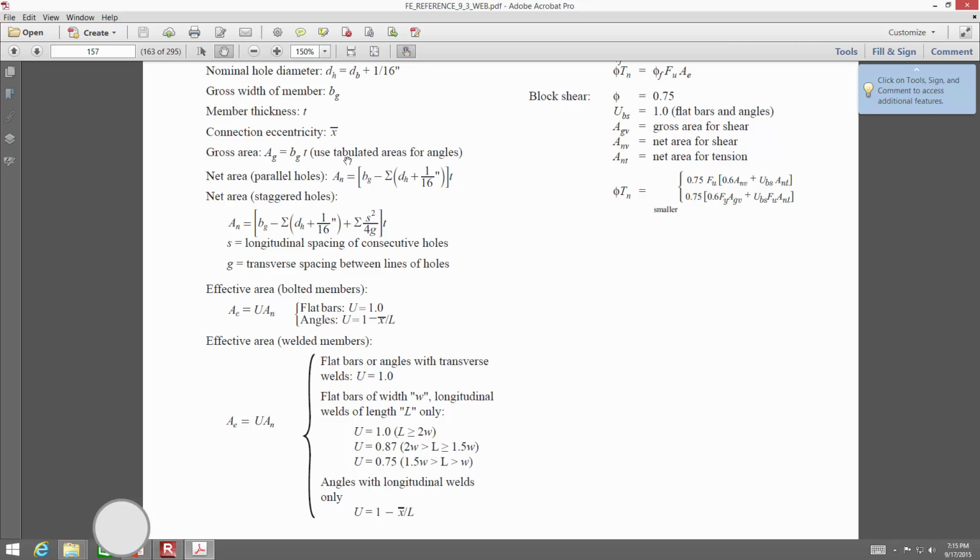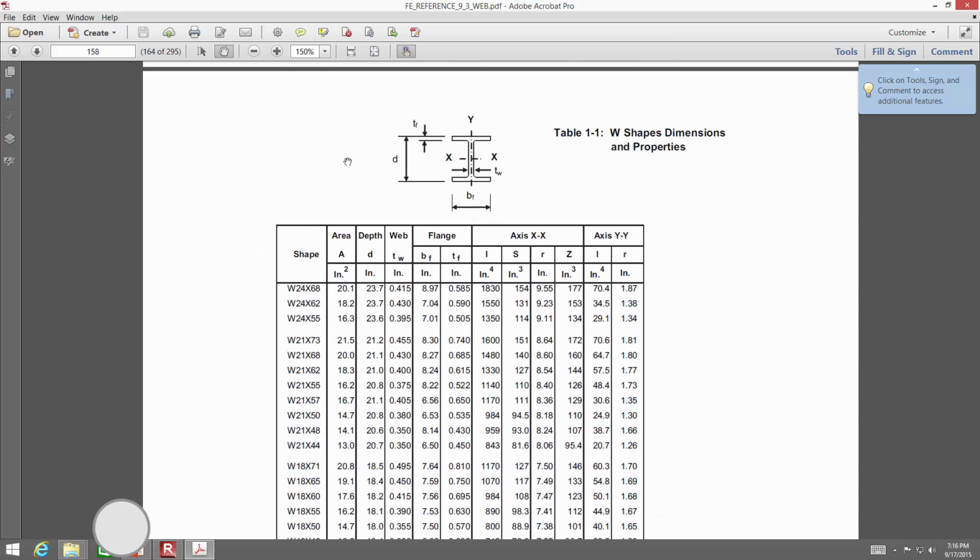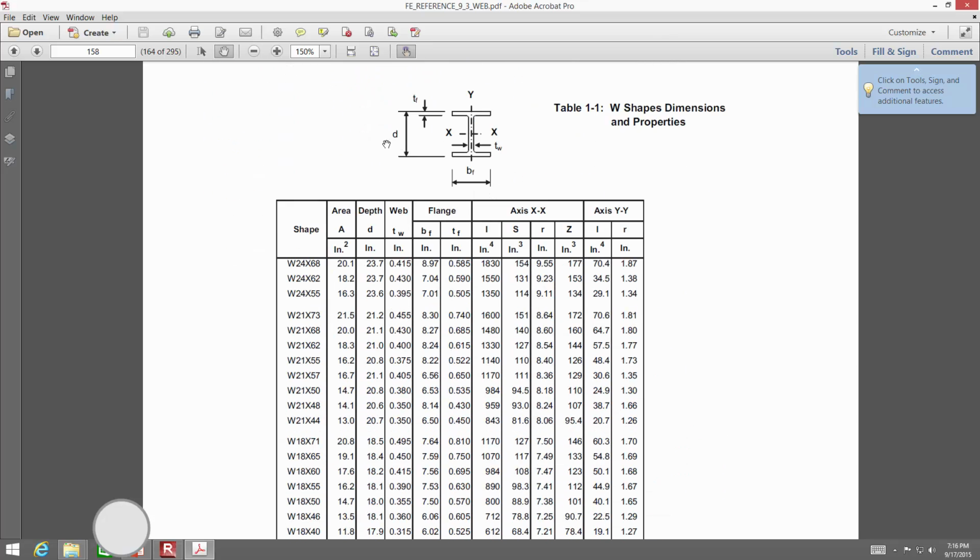The reason I say that is because if you look at the next page, you've got properties of wide flange sections, so you've got W21 or W shapes. If I take a W21 by 44, what's a 21 mean? 21 inches in nominal depth. It's about 21 inches deep. It's not exactly 21 inches deep. It's about 21 inches deep, nominal depth.